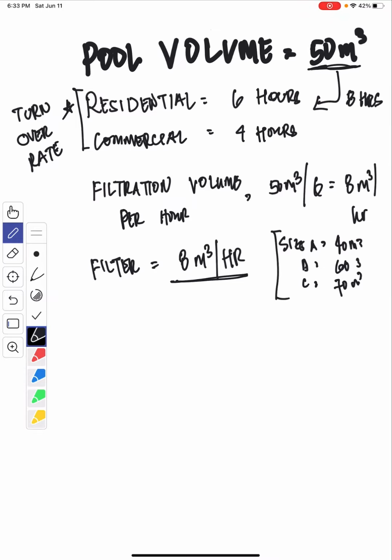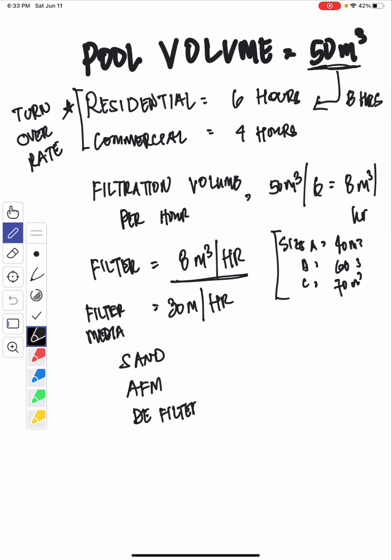What you want to be doing is deciding the filter based on the filter media, if you filter water at 30 meters per hour. Now every filter media is different. First of all, what's a filter media? Filter media is like sand. For us, we use AFM, or you could be using a DE filter, or cartridge filters.